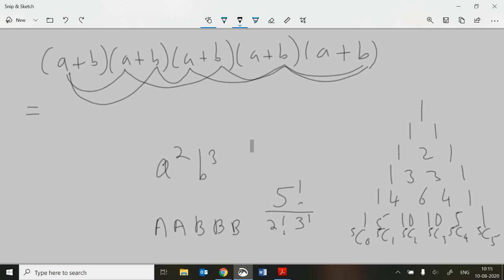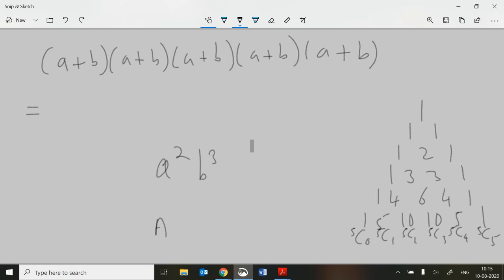Okay, so it's all about bouncing between the brackets, essentially. So if we want to know how many ways there are of doing this, we need to choose 5 choose 2 or 5 choose 3. It's the same. Okay, so we get 10. There are 10 ways of getting this. So we put a 10 here in front of this, and that's one of our terms in the middle of the expansion here.